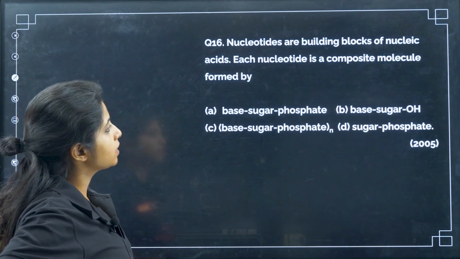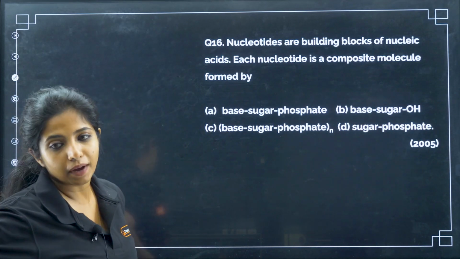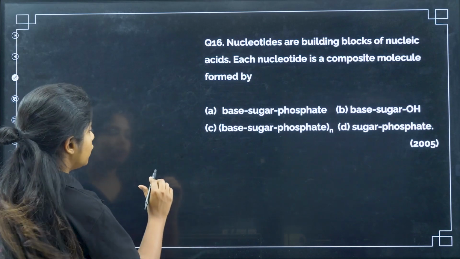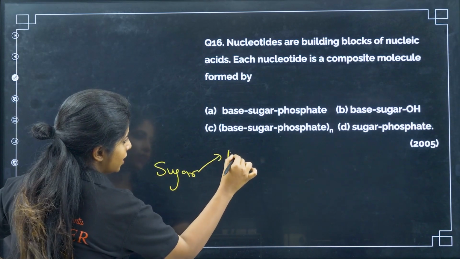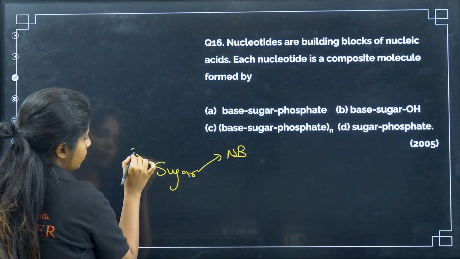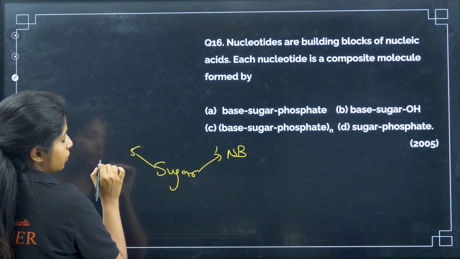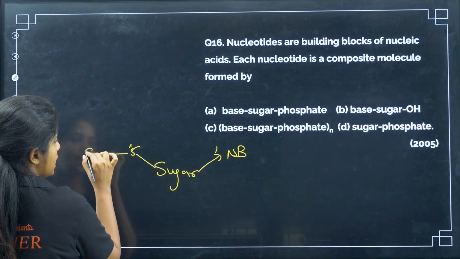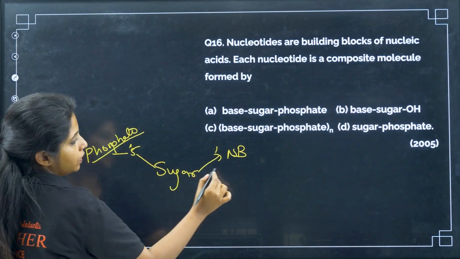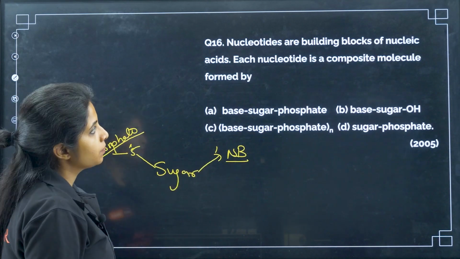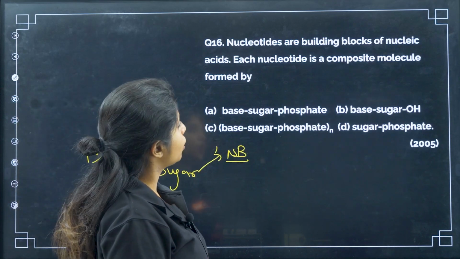Now, nucleotides are building blocks of nucleic acid. Each nucleotide is a composite molecule formed by nucleotide. I already told you there will be a sugar. On the first carbon of the sugar, what is attached? The nitrogenous base. On the fifth carbon of the sugar, this is the first carbon, this is the fifth carbon, onto it, what will be attached? A phosphate group will be attached.